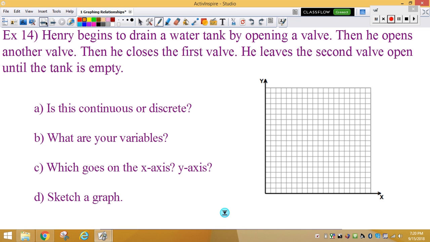Okay, last up. Henry begins to drain a water tank by opening a valve. Then he opens another valve. Then he closes the first valve. He leaves the second valve open until the tank is empty. Whoa, there is a lot going on here. So let's start with basic.